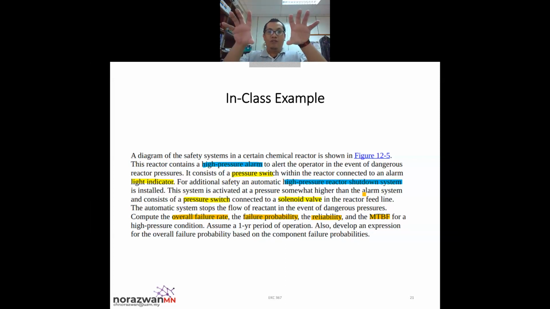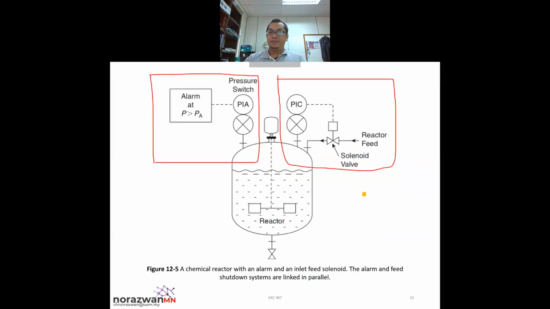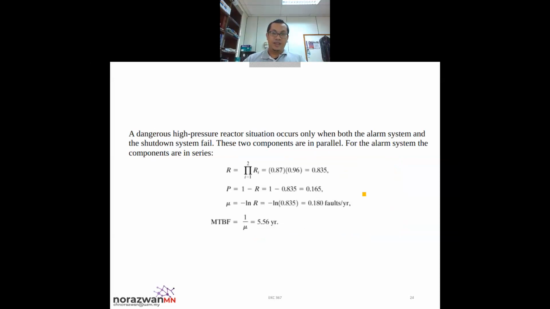Therefore, you need both of the systems to fail. When you need both systems to fail for the reactor to fail, then it is a parallel system. Alright, so this is R for the alarm system: R, P, and mu.